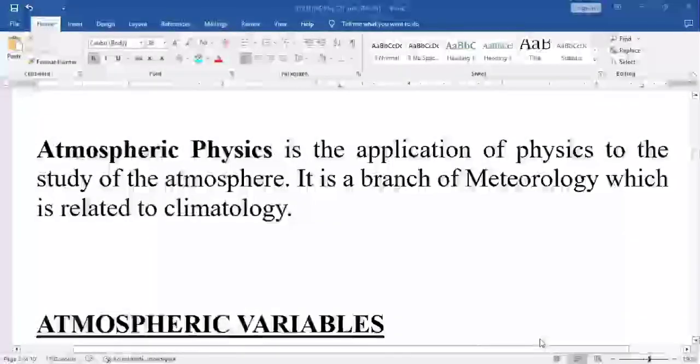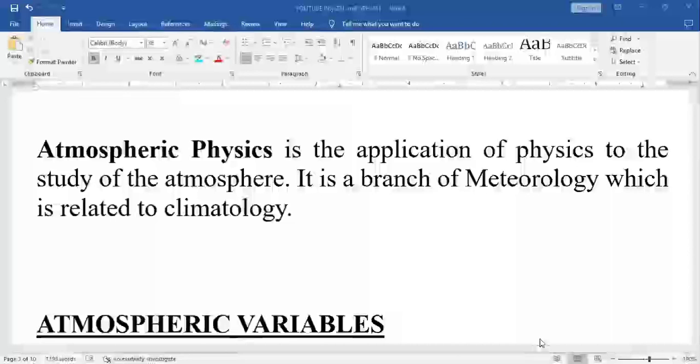Atmospheric physics. Atmospheric physics is the application of physics to the study of the atmosphere. That's how we can define atmospheric physics, the application of physics to the study of the atmosphere. We can also define it in meteorology: it is a branch of meteorology which is related to climatology.